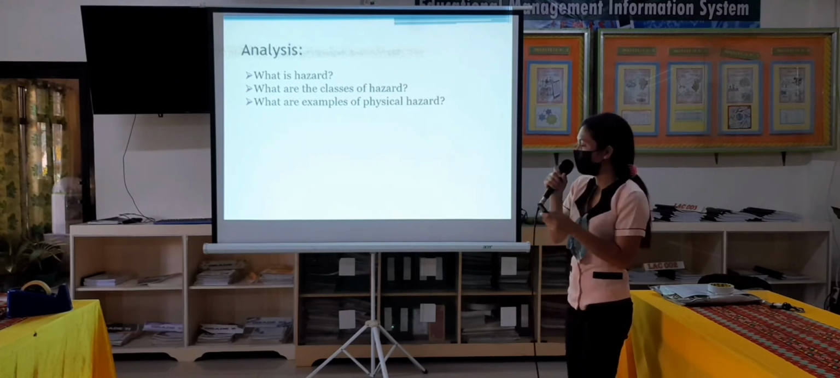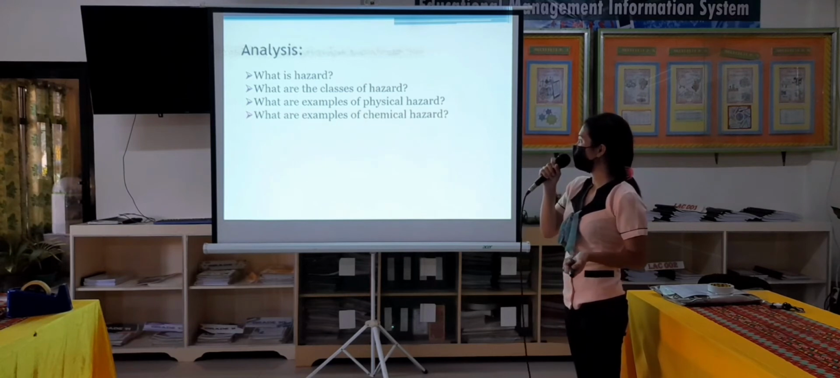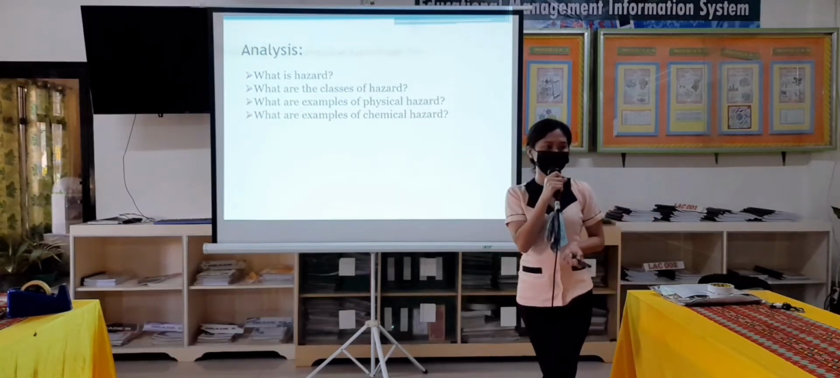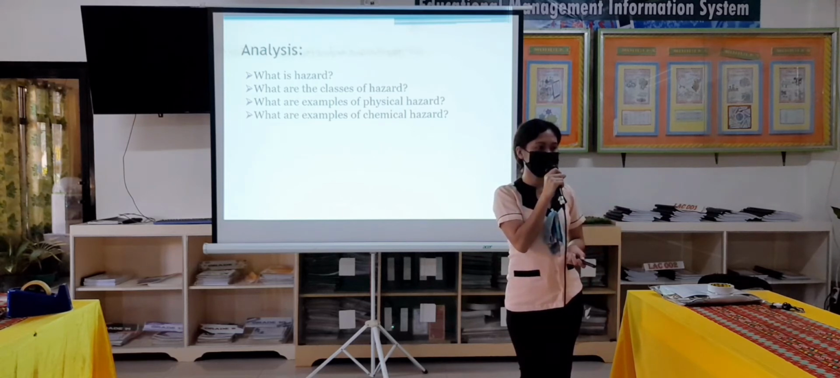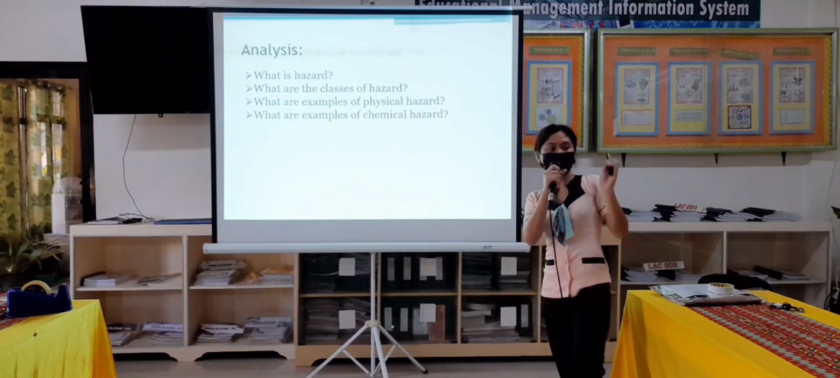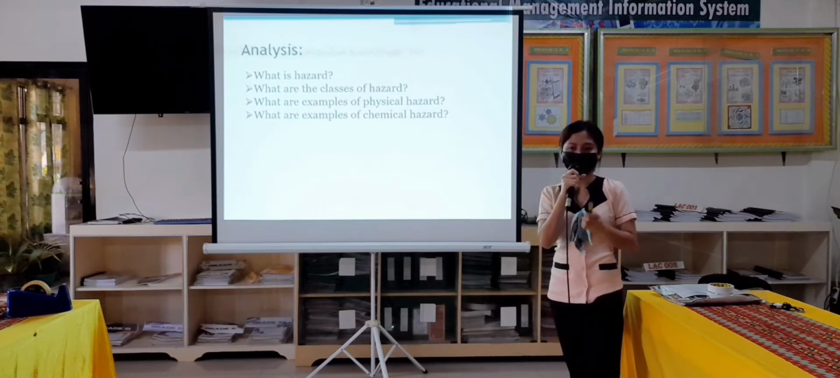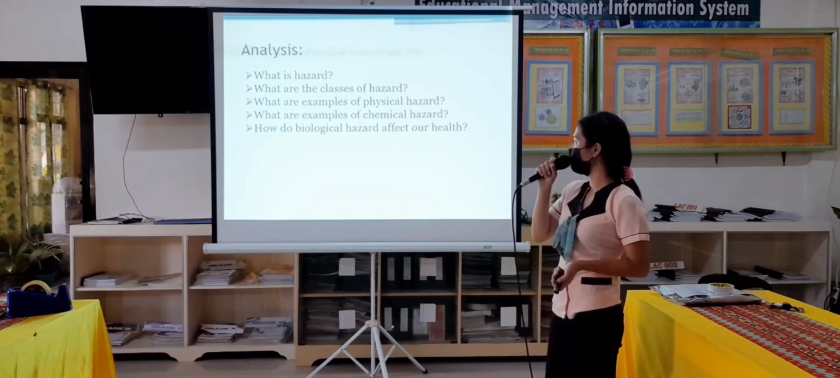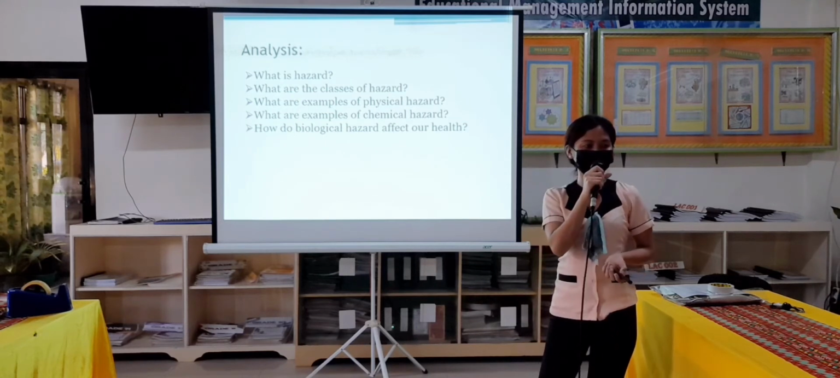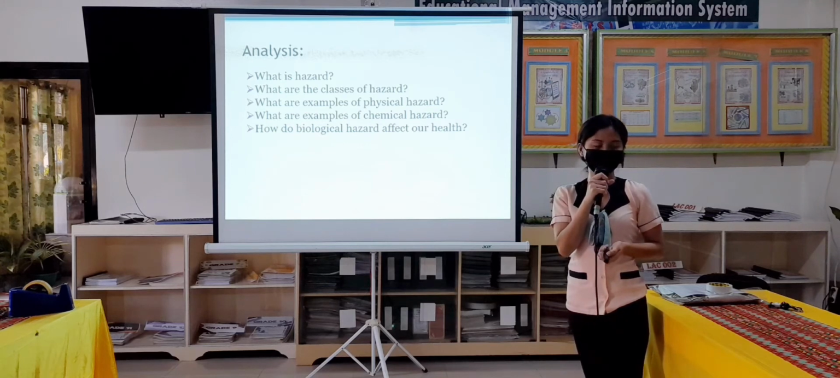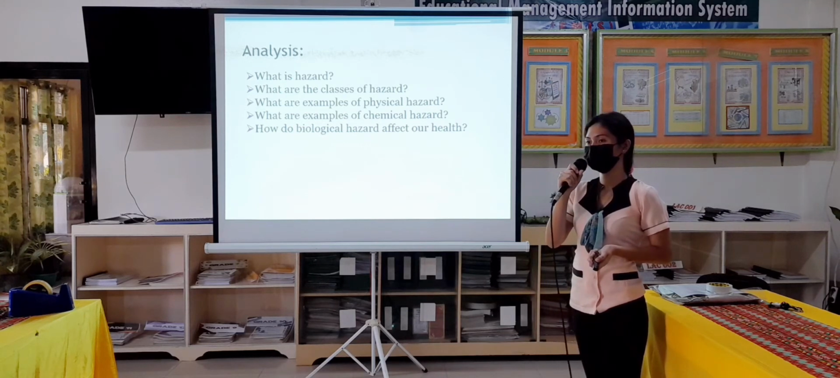Yes, very good. Correct. So another is, what are the examples of chemical hazards? Acids, pesticides. Yes, correct. So the examples of chemical hazards are those chemical substances. So next is, how do biological hazards affect our health? Okay? It can cause our health. It can cause diseases or even death.